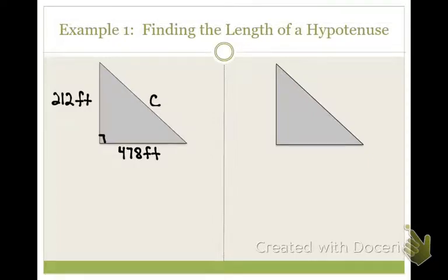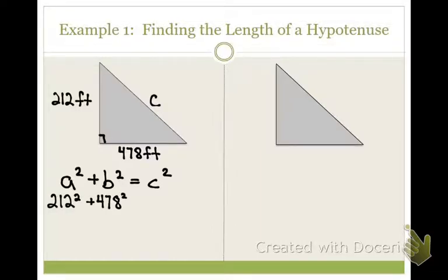Well, I just have to use the Pythagorean theorem. Since I know that it forms a right triangle, I can use the Pythagorean theorem to plug in my numbers. So go ahead and make your substitutions. All right, so what value did you plug in for A? 212. Then B is 478, and you don't know C.